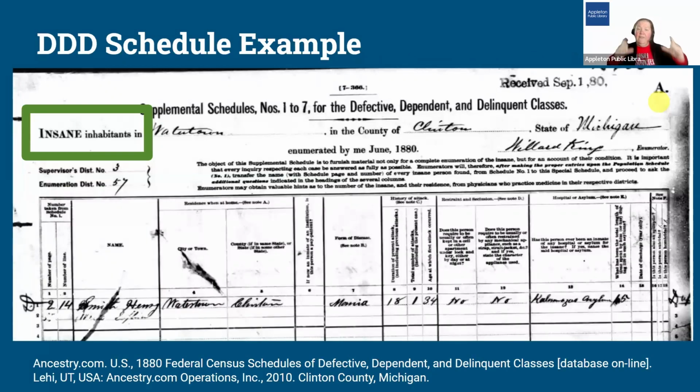Again, here's an example. They kind of have it chunked out based on what classification it is. So you can see insane inhabitants, and then it's going to list the person's name, where they're living, what the form of their disease is, the history of how long they've had that disease, and some additional questions. I know sometimes it's very difficult to read these situations these people are in. For example, this person is in an asylum. So you would be able to see that information and then follow up to learn a little bit more, to see maybe they still have records for that given asylum that you could find out a little bit more.